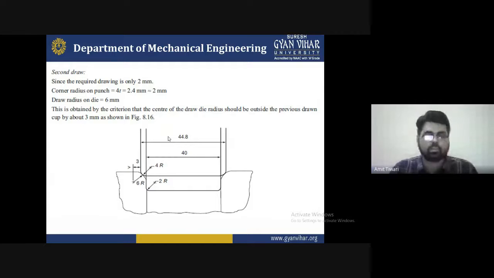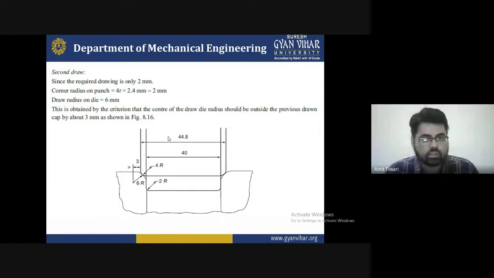For making this type of numerical, we have to consider the design considerations first. Since the required drawing is only 2 mm, we can find that the corner radius of the punch, that is 4t, is equal to 2.1 mm. The draw radius of the die is 6 mm, and this is obtained by the criteria that the center of the draw die radius should be outside the previous drawn cup, about 3 mm.